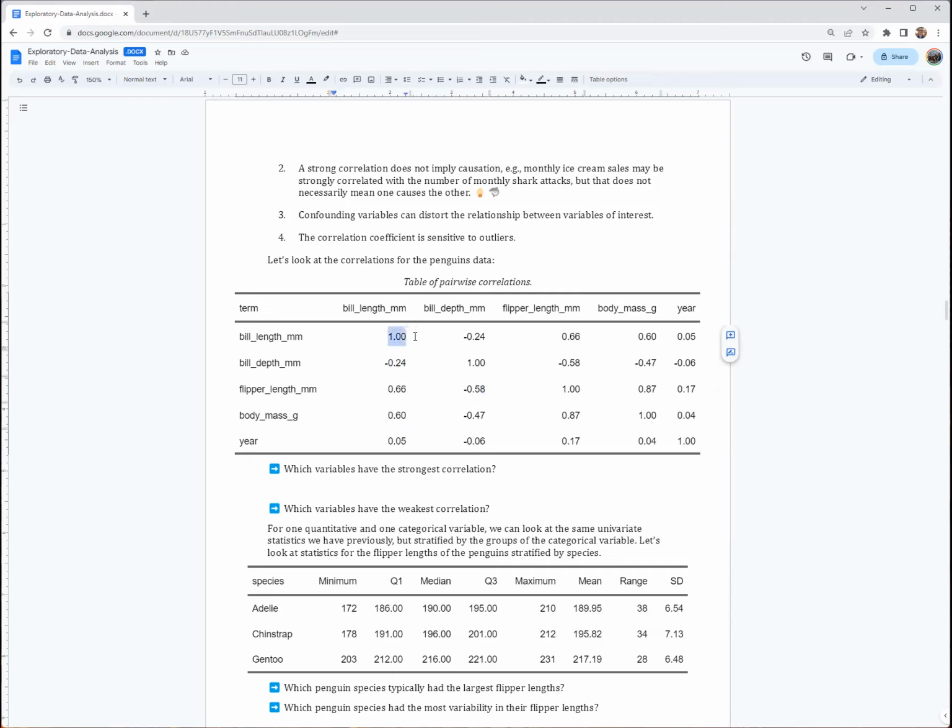And then you'll notice that on the diagonal is 1 always. So here's the correlation between body mass and itself. The correlation of a variable with itself is always equal to +1.